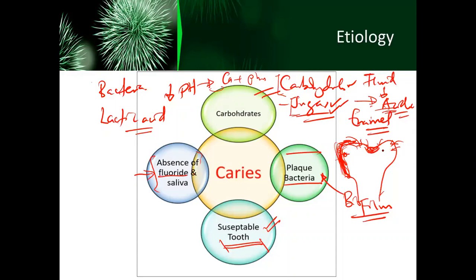And you'll see one of the management options we'll talk about later on is something like pasting. People are given topical application of fluoride. It's like they are pasted with some sort of fluoride on top of their teeth. So absence of fluoride gives a chance for the enamel to be destroyed, and then we have dental caries.